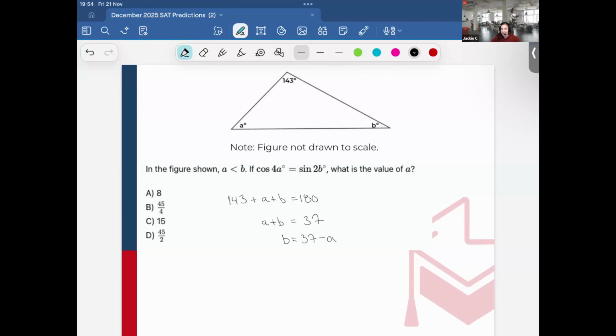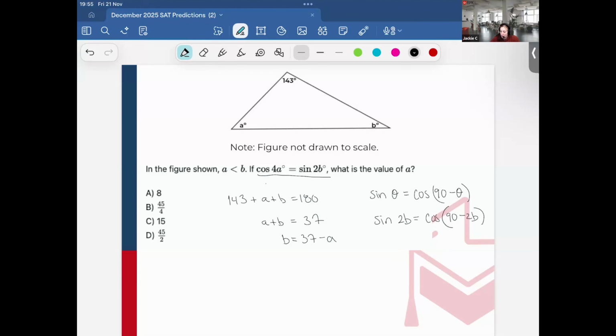Okay, important trigonometric identity. The sine of some angle is always equal to cosine of 90 minus that angle. And that's an important identity because here they tell us that cosine of 4a is equal to sine of 2b. So I can say that sine of 2b would be equal to cosine of 90 minus 2b.